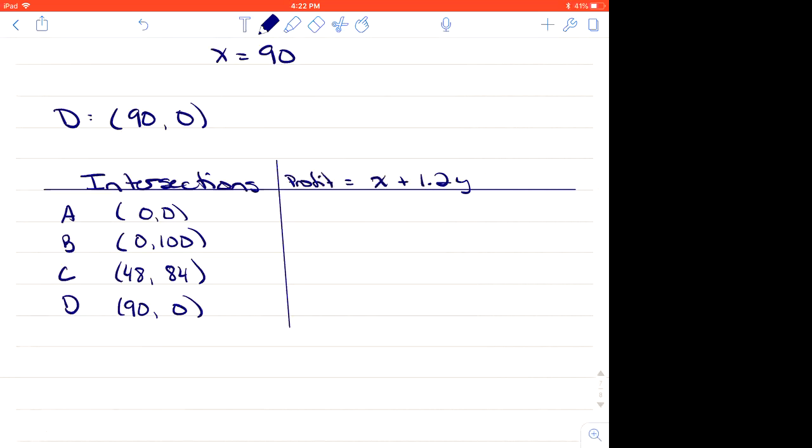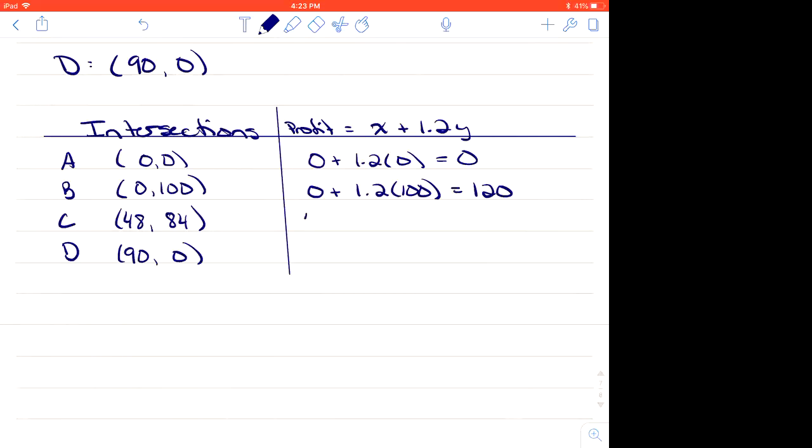Cool. So let's plug away here. 0 plus 1.2 times 0, I'm going to hazard a guess that it's 0. 0 plus 1.2 times 100 is 120. 48, x is 48 now, plus 1.2 times 84, can't remember, 148.8. We're talking money, so I did 2 decimal places, but it doesn't matter. And then 90 plus 1.2 times 0 is 90.